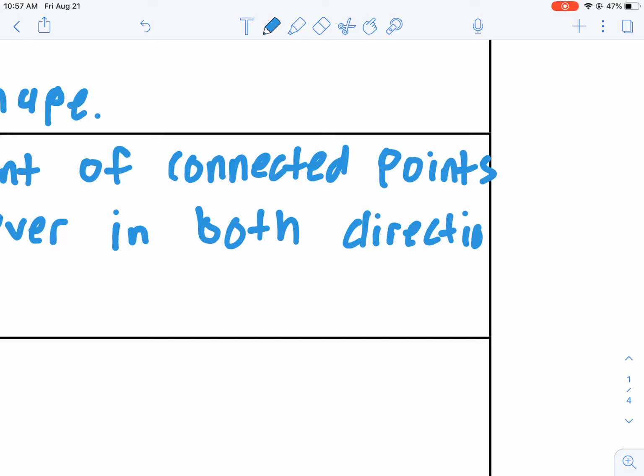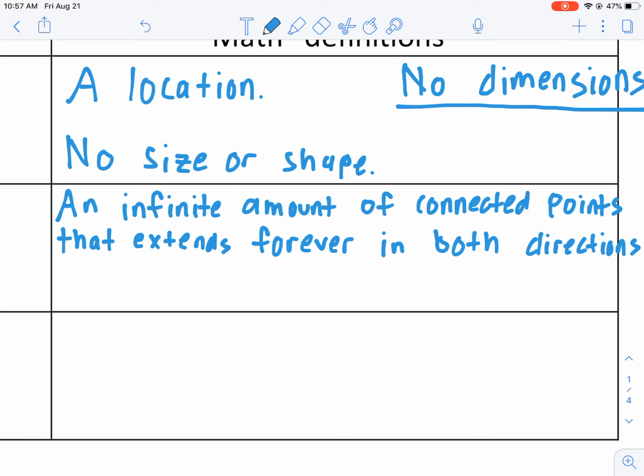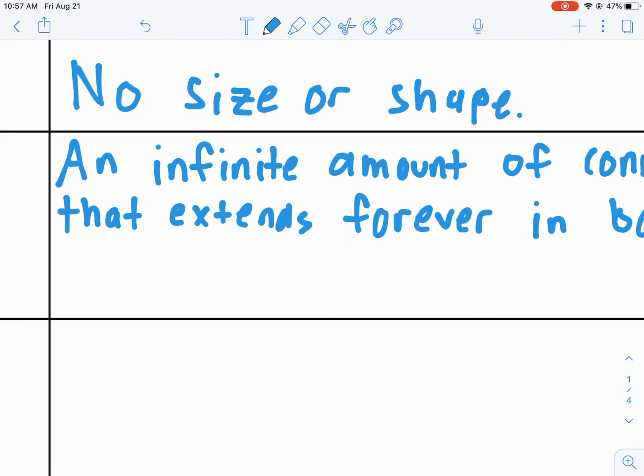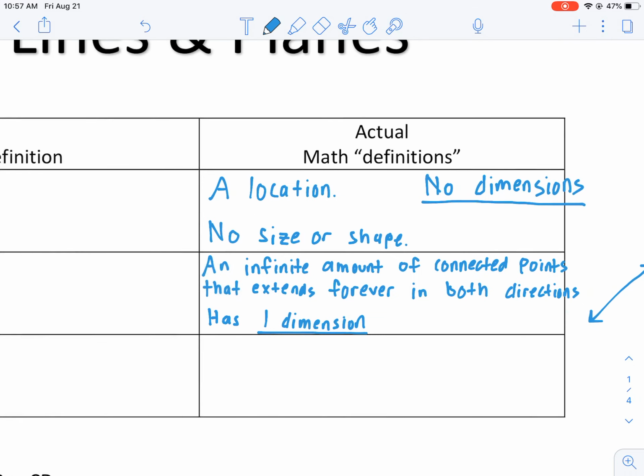A line goes on forever. So we always draw a line with arrows signifying that it keeps going. If something goes on forever, it's a line. If it starts and stops, that's actually a line segment. We're going to talk about that more a little bit later. The thing about a line is a line has one dimension. So we're kind of building our way up here. A line has a length. A point has no dimensions, a line has one dimension.